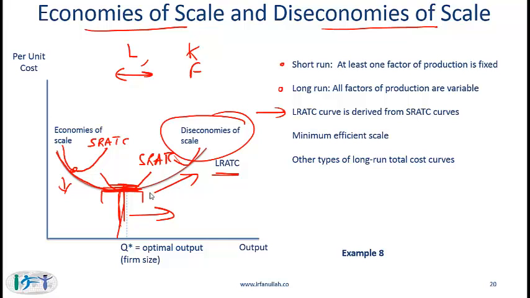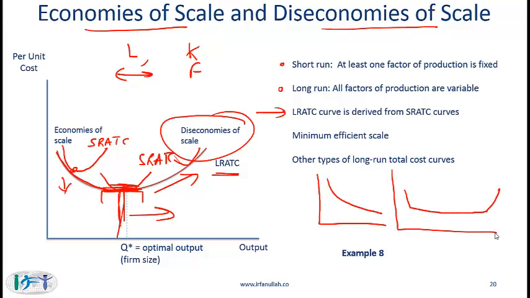What I have shown here is one type of long run average total cost curve, which is U-shaped. As the curriculum describes in Exhibit 28, we might also have a downward sloping long run average total cost curve. We can also have a curve that looks like this. So there can be different shapes for the long run average total cost curve. Now I want you to read example 8, which illustrates the points that we have discussed over here.